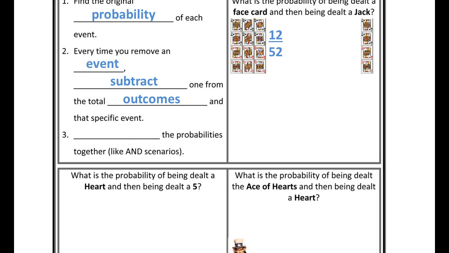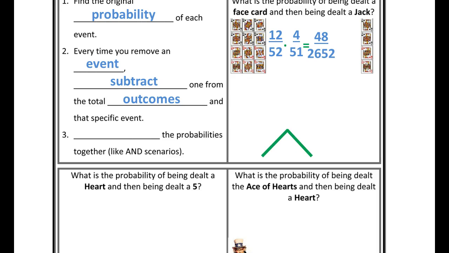So that first probability was 12 out of 52. There were 12 total face cards. We took away 1 face card. There's 4 jacks left. There's 51 total cards left. Last step, we're going to multiply these two together. 12 times 4 gives me 48. 52 times 51 gives me 2,652.